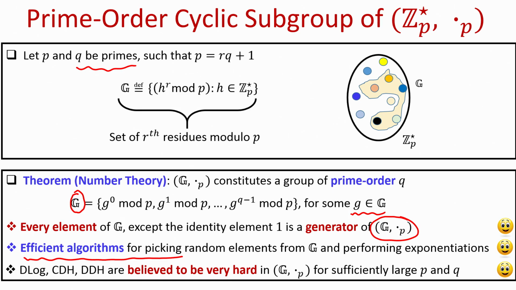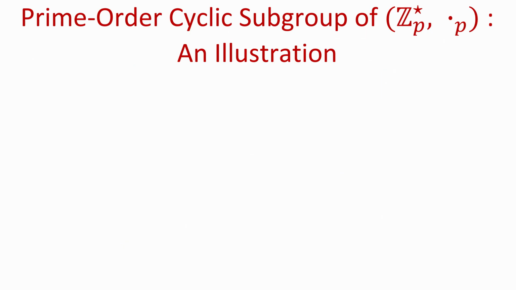And it turns out that D-log, CDH, DDH, all these problems are believed to be very hard for sufficiently large values of P and Q if I pick my subgroup G to be the set of all Rth residues modulo P. Okay. So, let us see an illustration of prime order cyclic subgroups of Zp star.